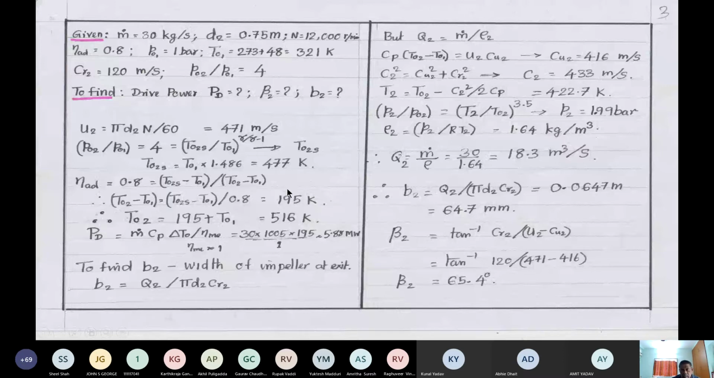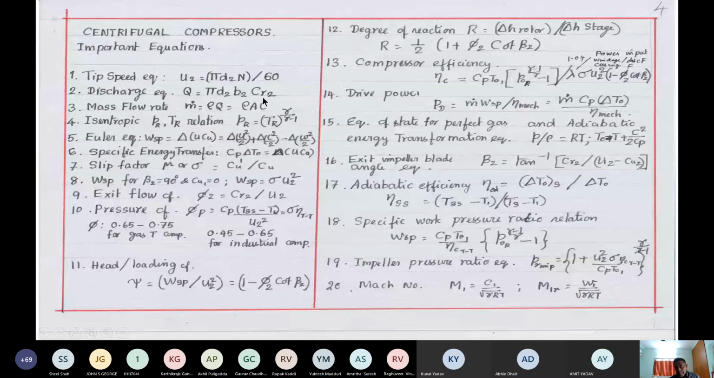Okay, let me move on to the next problem. There are a number of equations. I think we'll discuss these equations later, but they will be in the PowerPoint, so you can see that they are all connected with centrifugal compressors. I just compiled it. We'll take another problem.